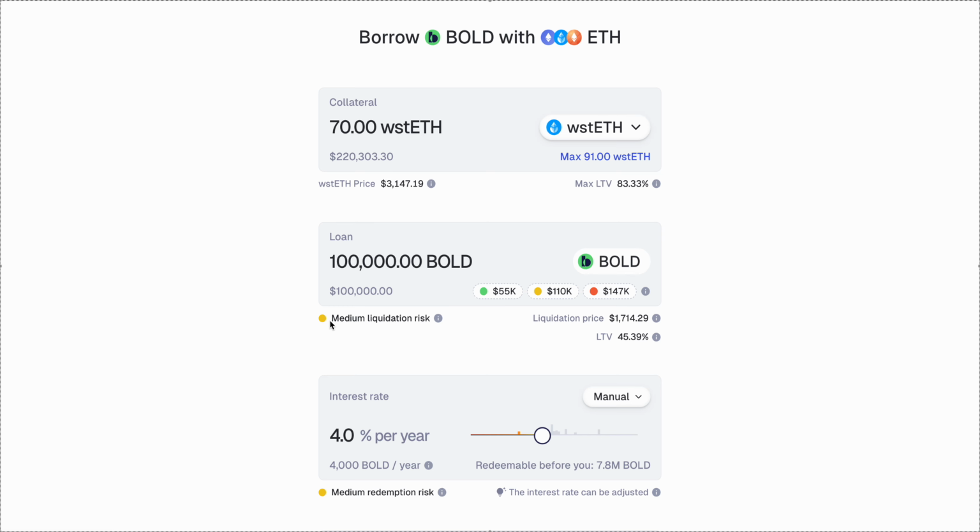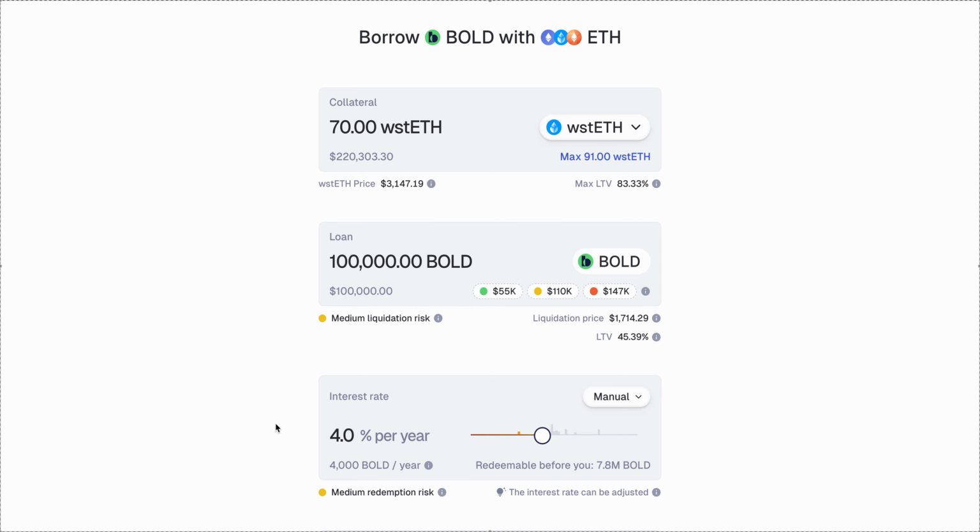What is new in Liquity V2, and that is new for all of DeFi, is that you can set your own interest rate. For example, at 5% and 100k borrowed, you would pay 5,000 BOLD per year. So this determines your cost of the loan. If you decrease it, obviously your cost decreases.